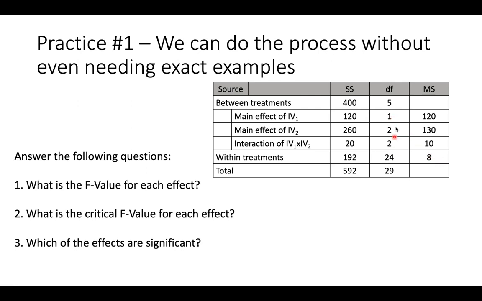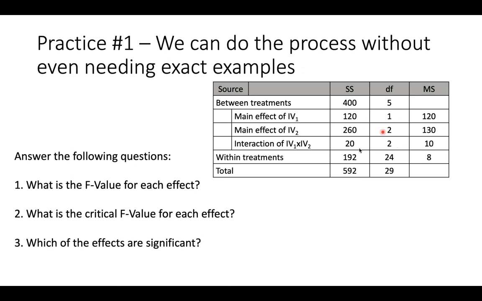Notice how we do get some variability in degrees of freedom in this example. That already tells us that variable 1 had 2 levels, because its degrees of freedom is levels minus 1. Variable 2 had 3 levels because its degrees of freedom is 2, and 3 minus 1 is 2. And the interaction degrees of freedom is the product of the main effect degrees of freedom, so 1 times 2 is 2.